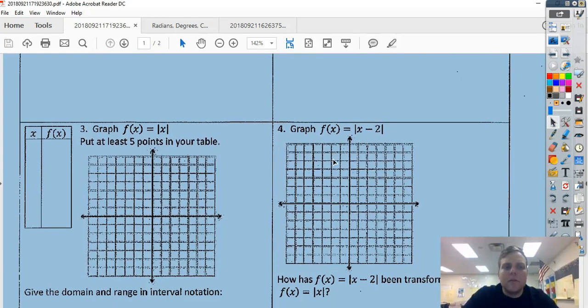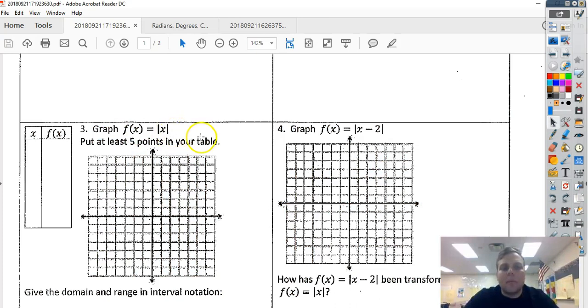All right. Problem number 3. Graph f of x equals the absolute value of x. Put at least 5 points on your table. A suggestion, anytime you get a problem that says put 5 points, use very simple points such as negative 2, negative 1, 0, 1, 2. Now you're just going to plug them in.